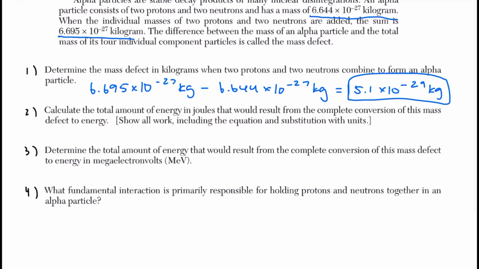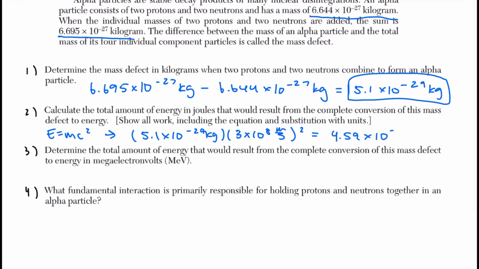Number 2, calculate the total amount of energy in joules that would result from the complete conversion of this mass defect to energy. A conversion from mass to energy should ring a bell because this is just the equation E equals mc squared, and we just plug in to solve for energy. So mass, which we just found, 5.1 times 10 to the negative 29 kilogram, times c, which is 3 times 10 to the 8th meters per second, squared, is going to equal 4.59 times 10 to the negative 12th joules. And that is going to be our conversion.